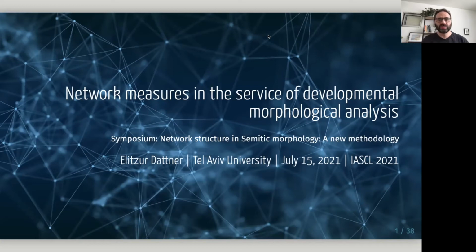Hi, I'm Dattner, and this is the second talk in our symposium about network structure in Semitic morphology. And here I will present network measures in the service of developmental morphological analysis. So basically, I will talk about our methodological framework.